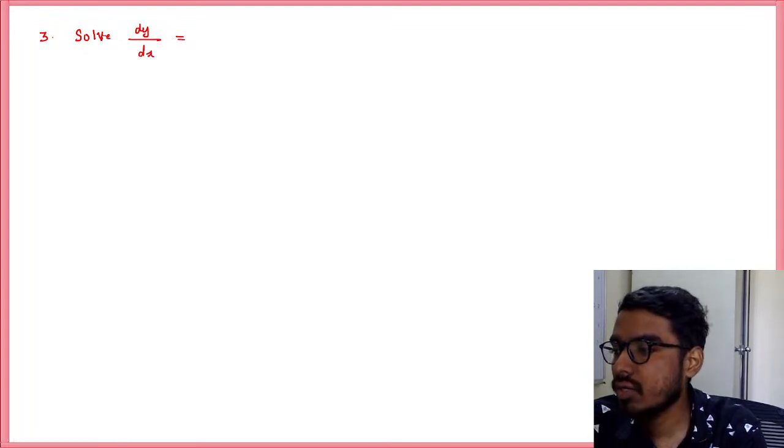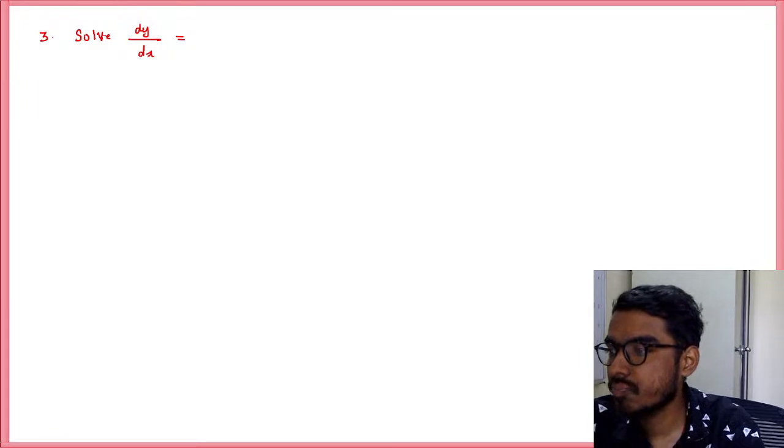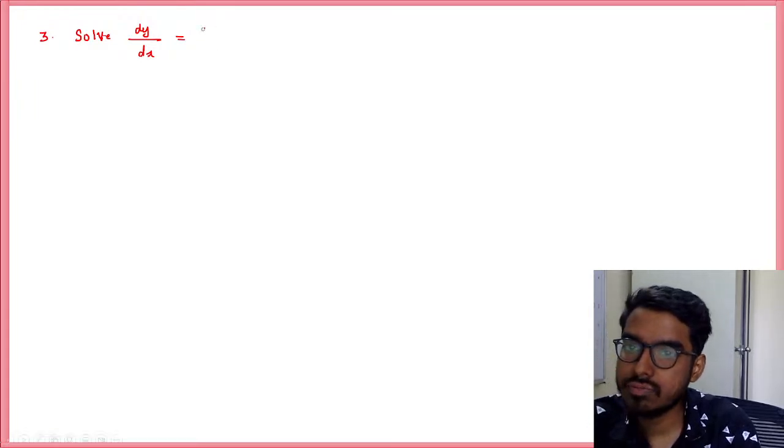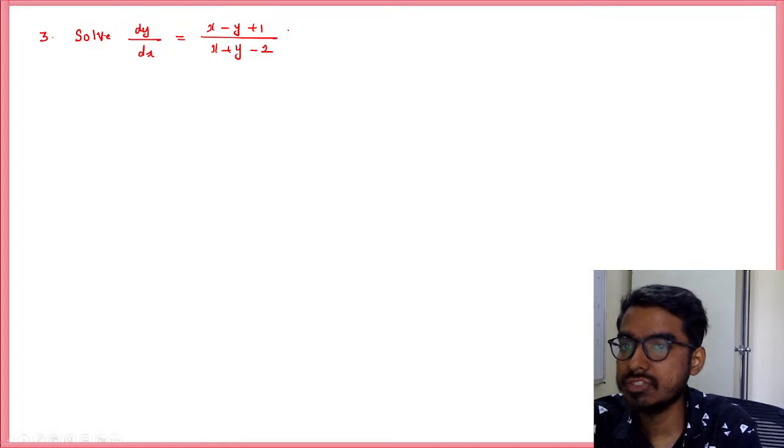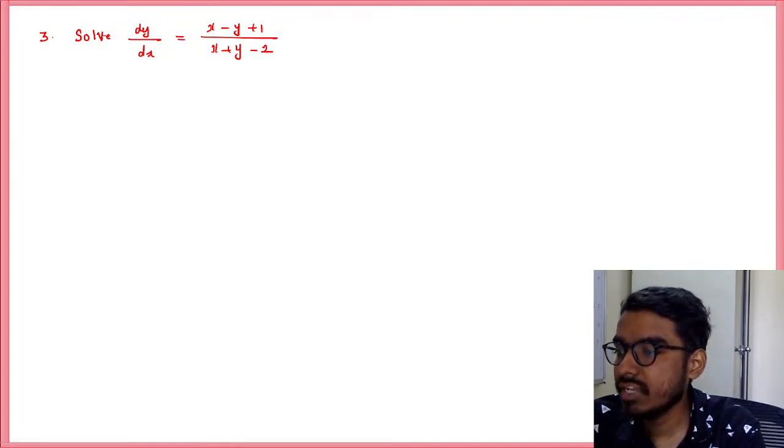So solve dy by dx is equal to (x minus y plus 1) divided by (x plus y minus 2). So it is of the form ax plus by plus c, so it can be reduced to homogeneous differential equations, right?